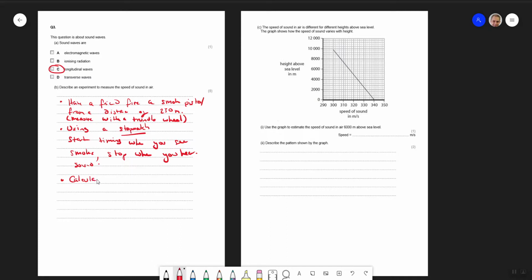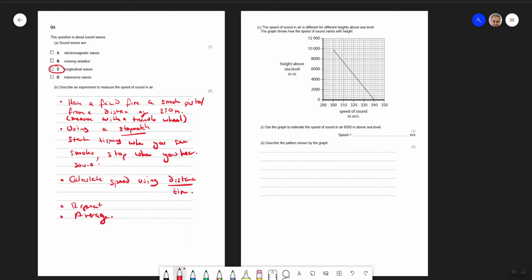Calculate speed using distance over time, and then I'm going to repeat and average.